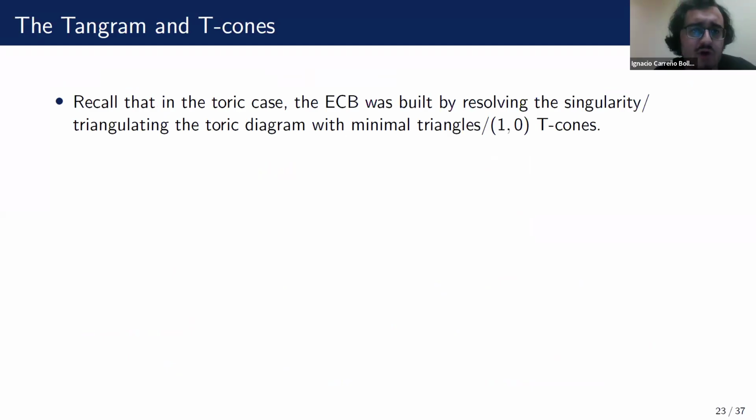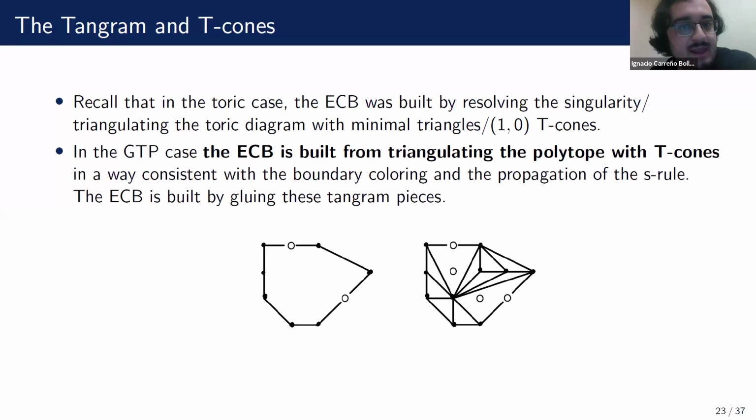Now, recall that in the toric case, the extended Coulomb branch was built by resolving the singularity, which from the point of view of the brane web is equivalent to triangulating the toric diagram with minimal triangles. These were 1-0 T-cones, as we've claimed. Now, the main result of this talk is that, in general, if you have a GTP, then the ECB is built from triangulating the polytope, not with just minimal 1-0 T-cones, but with general primitive T-cones, in a way that fulfills the S-rule and doesn't result in any free white dot.